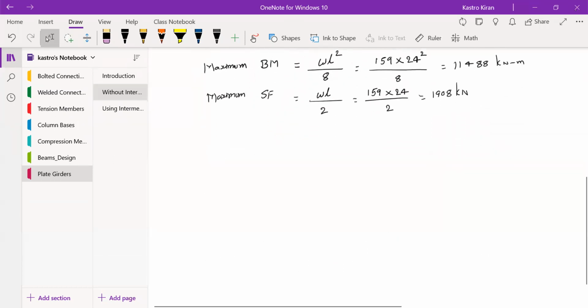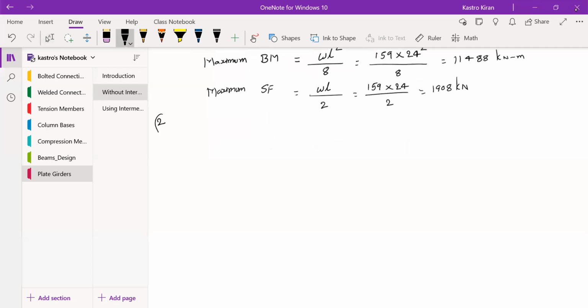And the second step which you are going to solve is design of web. So you have to design the I section now, right? You don't know which I section you're going to design. Remember, we were talking in the introduction class that all the plate girders will be in the shape of I. So whatever the section you're designing as a plate girder, it must be an I section only. So now the second step is you need to design the web portion of the section, and then we'll go for the design of flanges.